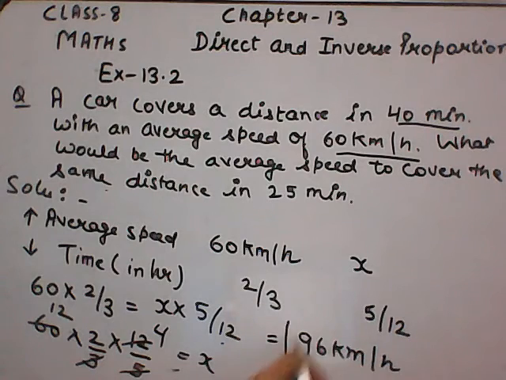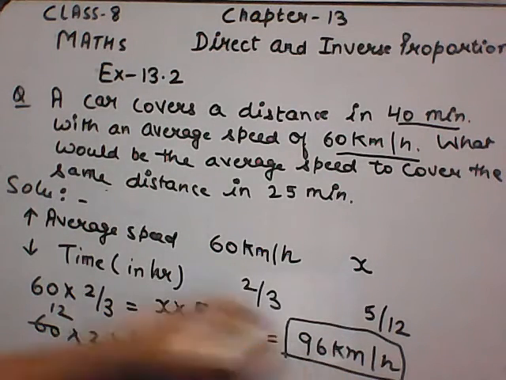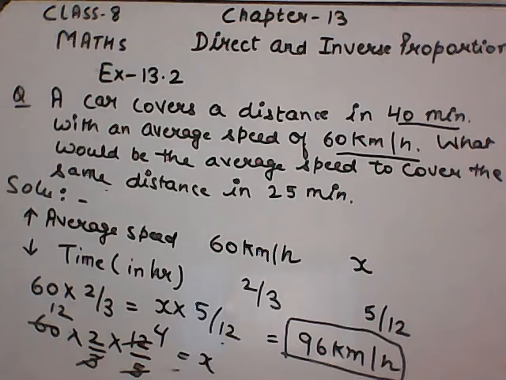Here 96 km per hour is the average speed of the car to cover the same distance in 25 minutes. And this way you can solve questions related to inverse proportion.